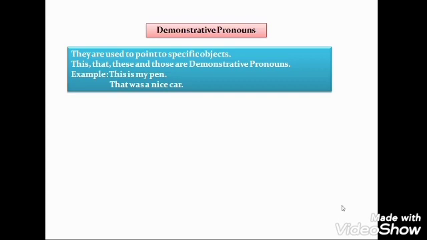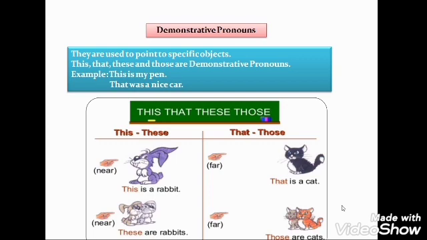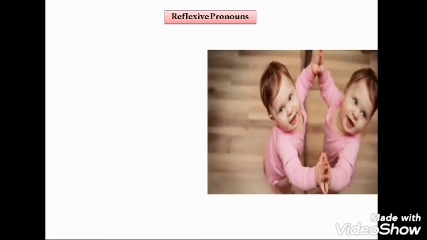See here, I am giving you a picture to make this point clear. This is a rabbit. That is a cat. These are rabbits. Those are cats. So when we want to point out objects which are near us, we have to use this for singular objects, these for plural objects, and that for singular objects which are far away, and those for plural objects which are far away. Then we will move on to the next kind of pronoun, reflexive pronoun.